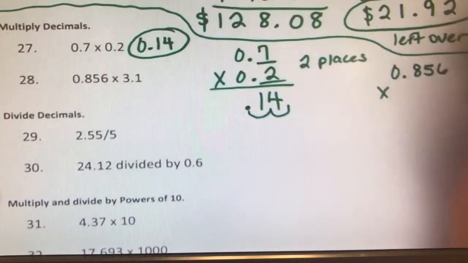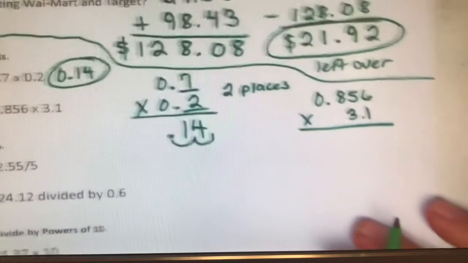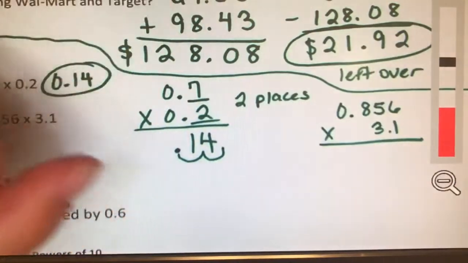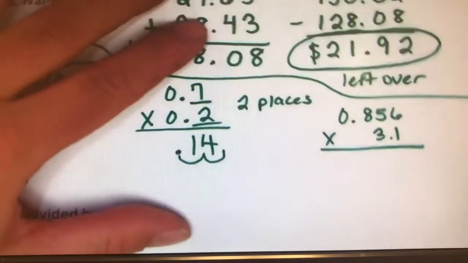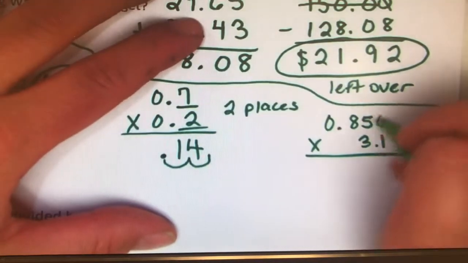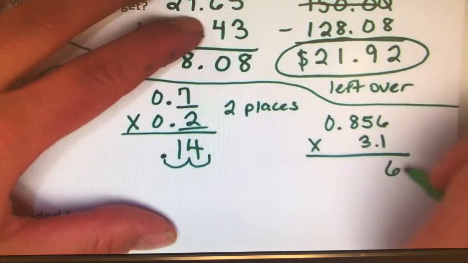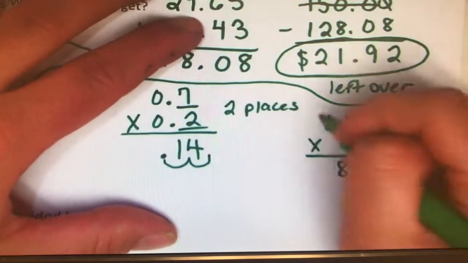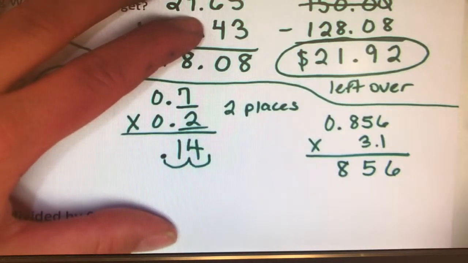0.856 times 3.1. Now just remember, for multiplying decimals, you don't need to line up the decimals because we only will move them at the end to determine where the decimal will go. So we're just going to multiply as usual. I'm going to do 1 times everything. 1 times 6 is 6. 1 times 5 is 5. 1 times 8 is 8. Don't really need to do the 1 times 0. It's not going to make a difference.